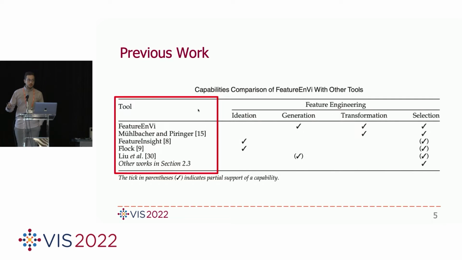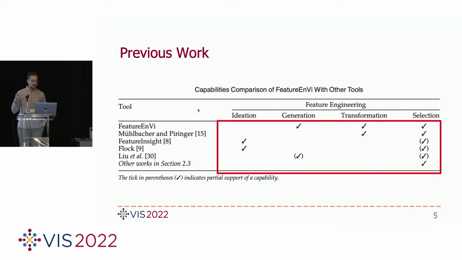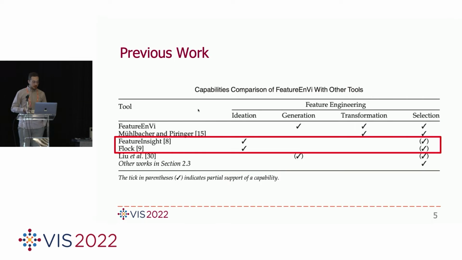A summary of the tools discussed in the related work section and a feature comparison with Feature Envy is presented in this table. A tick indicates that the tool has a corresponding capability. Currently, 2 related works focusing on text data support feature selection, feature ideation. However, this sub-process is quite subjective in most applications, especially in text data.